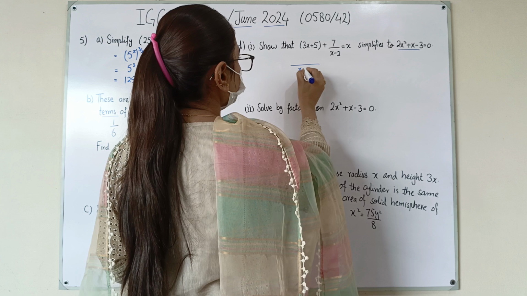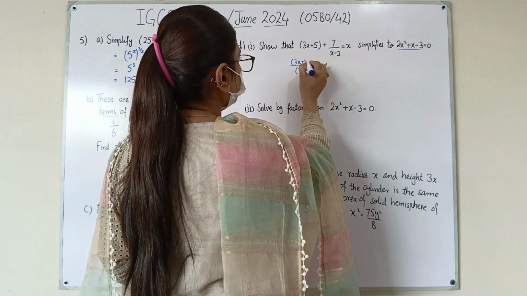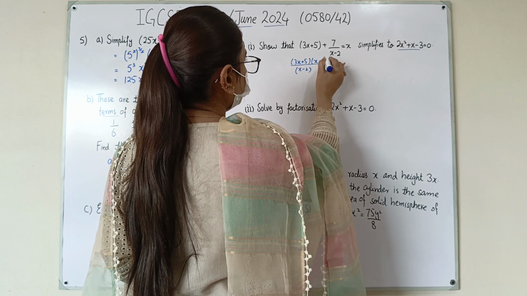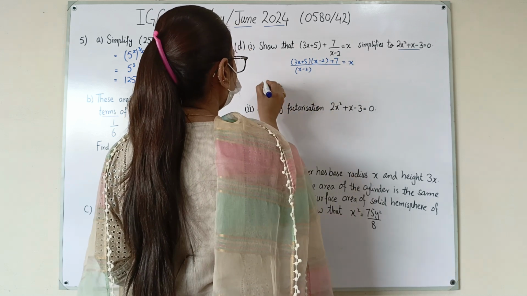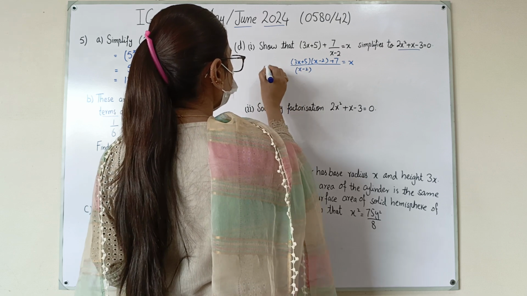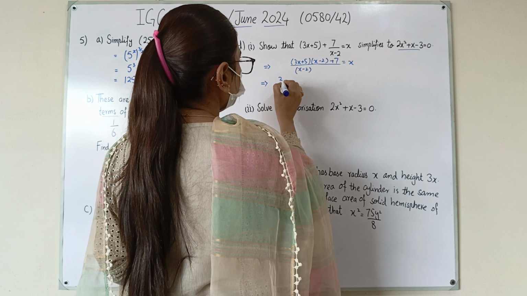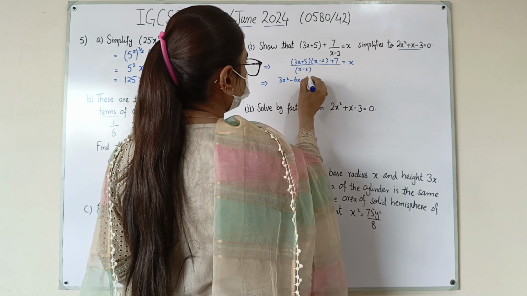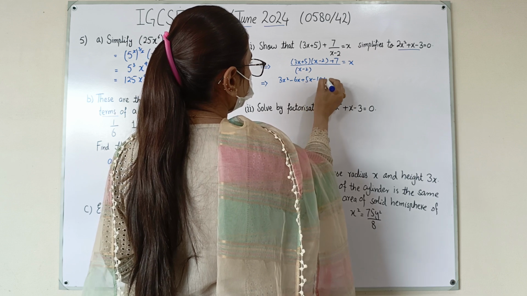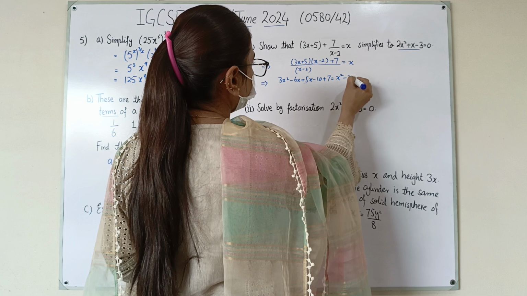So I am taking x minus 2 as LCM, and I have to multiply this LCM with 3x plus 5, x minus 2 plus 7, while this is x. Now, simply multiply and get the answer. What will you have? 3x square minus 6x plus 5x minus 10 plus 7, equals this multiplied with this: x square minus 2x.